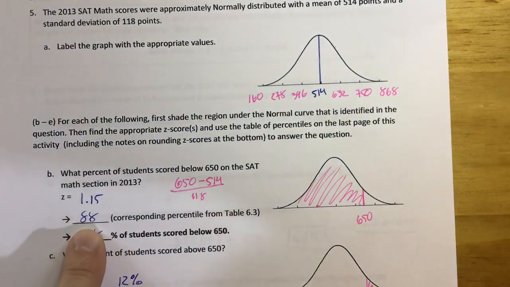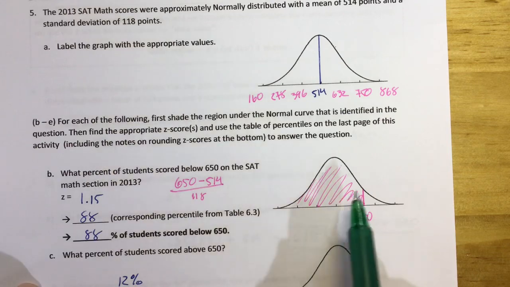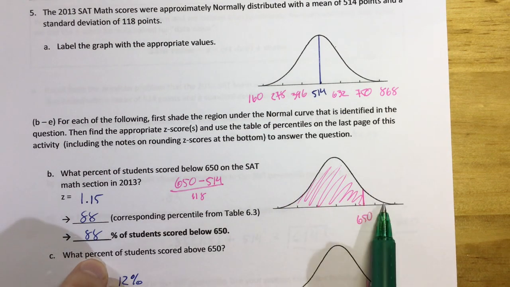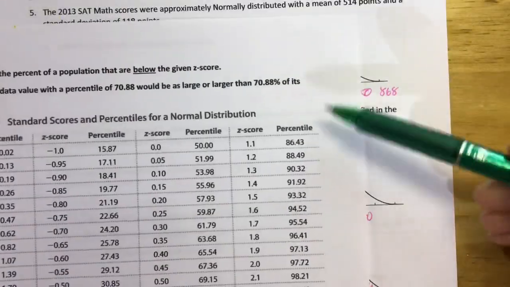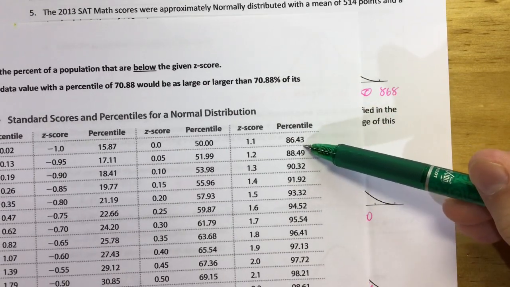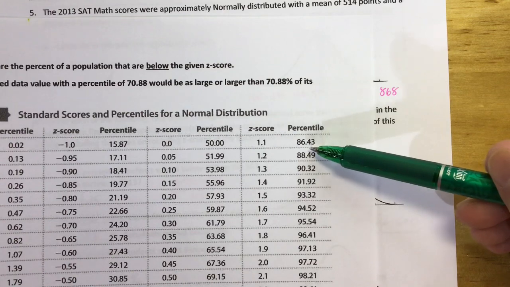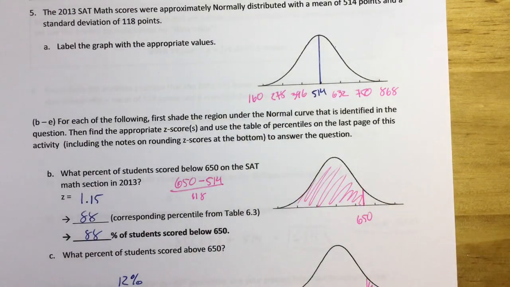So I went with 88 for that, okay? Which means that 88% of the students scored below that amount. And of course, 12% would be above. So that number does have to be a bit of an estimate. You're not supposed to just split the difference, like add them together and divide by 2 because it's 1.15, but it's going to get you pretty close if you wanted to do that.